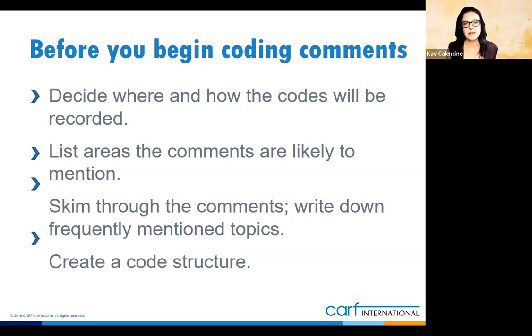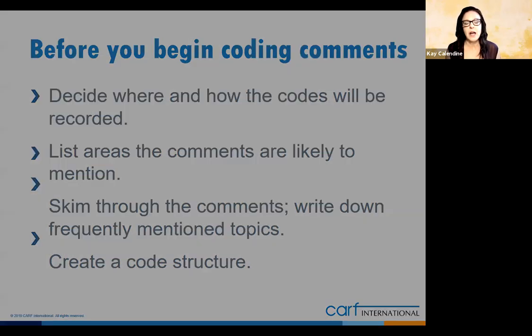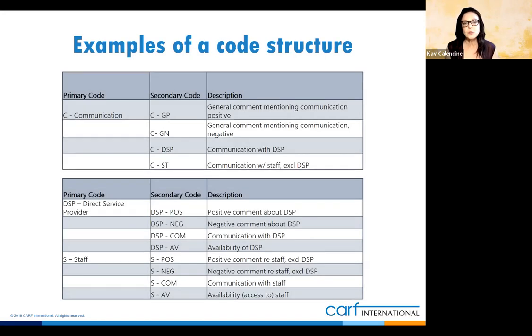And then you're going to want to create the code structure. So here's an example of two different code structures. The first one, you'll see the primary code is communication. And in this particular example, you would be looking at more of topic areas. Then over in the secondary codes, you start to build on what's within that communication. In this particular case, I've made a comment code that is just general comments that are positive and general comments that are negative.